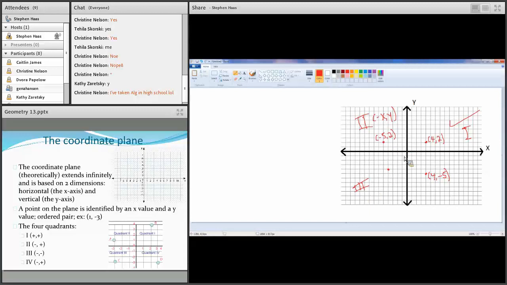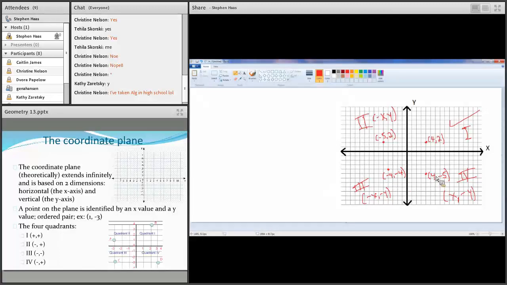Quadrant 3, which is over here, has a negative x value and a negative y value, because the x is to the left of the origin, 4, and the y is down underneath the origin. So this point is -4, -4. And of course the fourth quadrant, we already named a point over here, is always going to be positive x and negative y. Positive x because it's to the right of the origin, and negative y because it is underneath the origin.